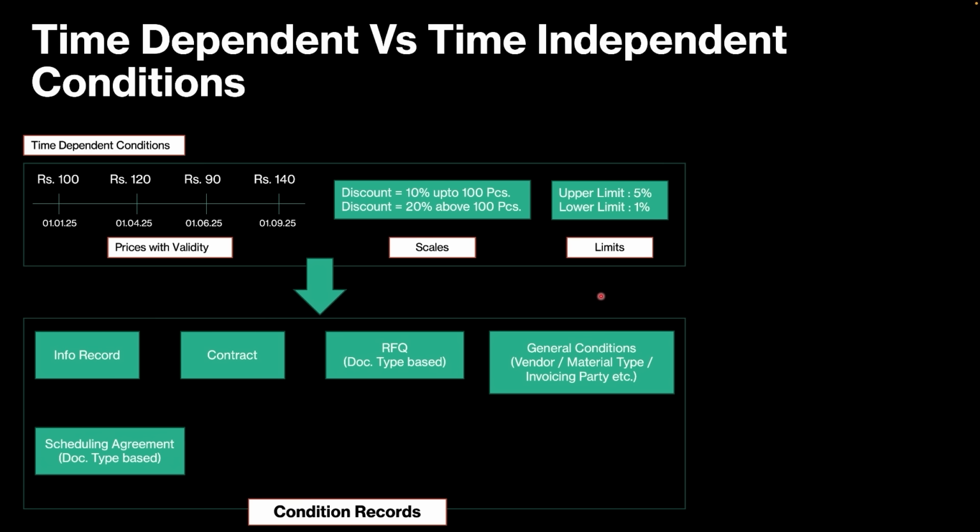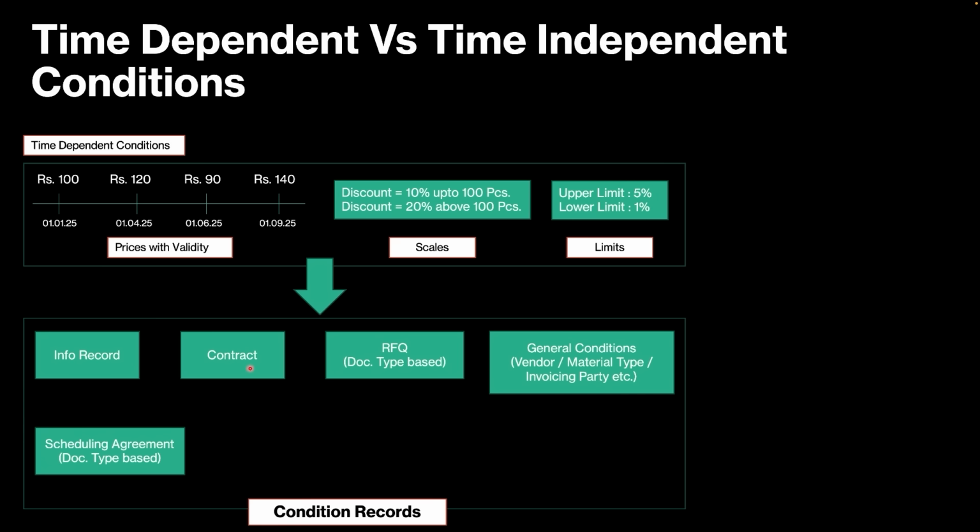And how will this happen? This will happen through the condition tables, which will basically contain fields which will refer to these documents. Okay, so to have time dependent conditions against these documents, you must have these documents as a field in the condition table. Okay, so as we saw earlier, we have separate condition tables for contract and for info record. So those tables are basically there to save the condition records against info record and contract.